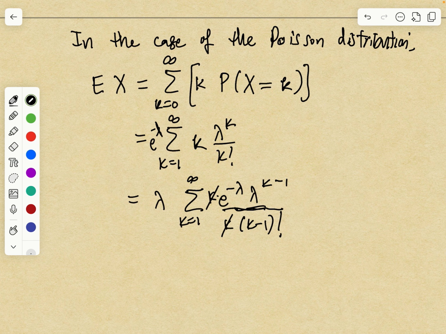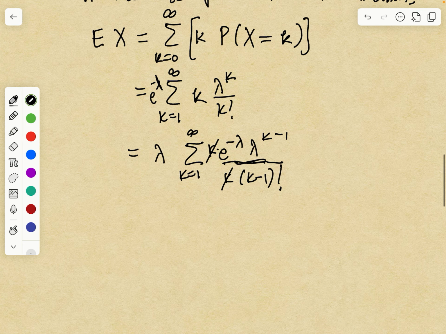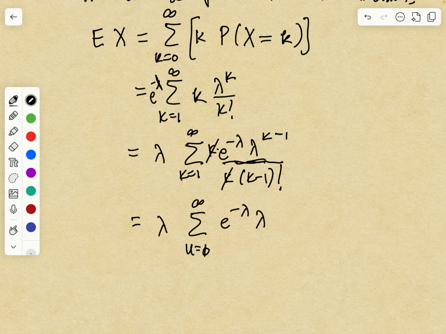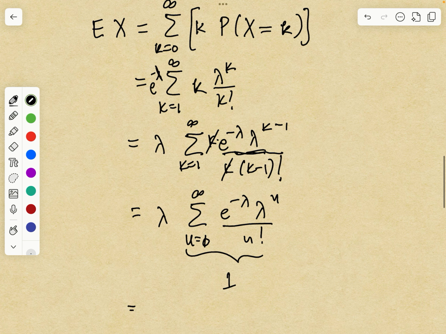And then this is just the sum, re-indexing starting with k equals 1. So this would be the sum from, say, u equals 0 to infinity of e to the minus lambda, lambda to the u over u factorial. And then I know that this is equal to 1. That's the calculation we just did. And so the expected value of X is lambda.